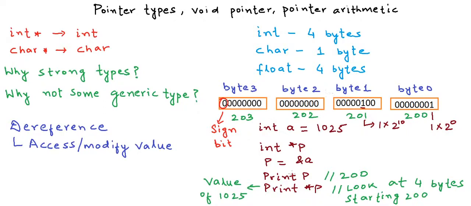Now if p was a character pointer, then while dereferencing, the machine would have looked at only 1 byte, because a character variable is only 1 byte. If p was a pointer to float, then although float is also stored in 4 bytes, the way information is written for float in these 4 bytes is different from the way information is written for an integer data type. So the value printed would have been something else. Let's go write some of this in a real program and see what happens.